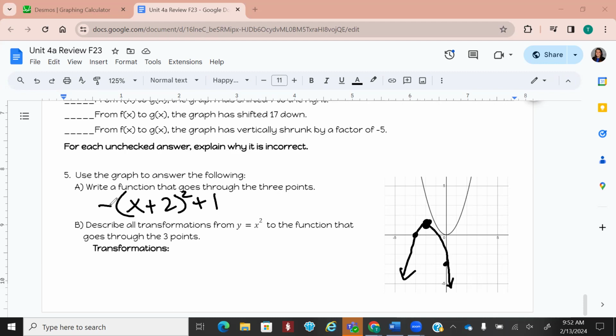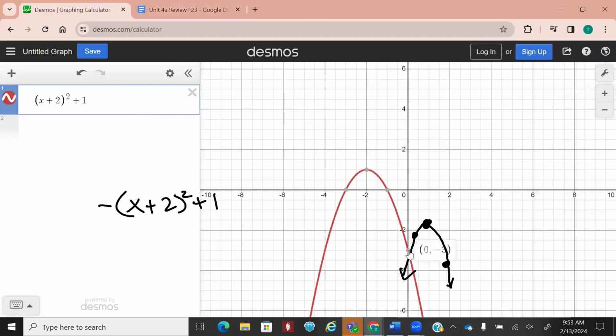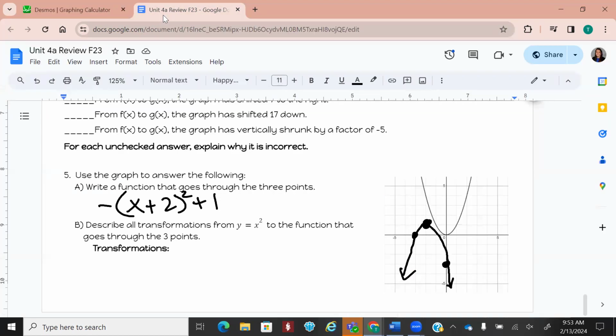What we're going to do now is we're going to graph it and check and make sure that it passed through all of these 2 points. Okay, so when we graph it, does it pass through (0, -3) and (3, -3, 0)? Yes. So then that could be our graph. Now, what are the transformations on this one? Well, it reflected. It went to the left 2, and then it went up 1.